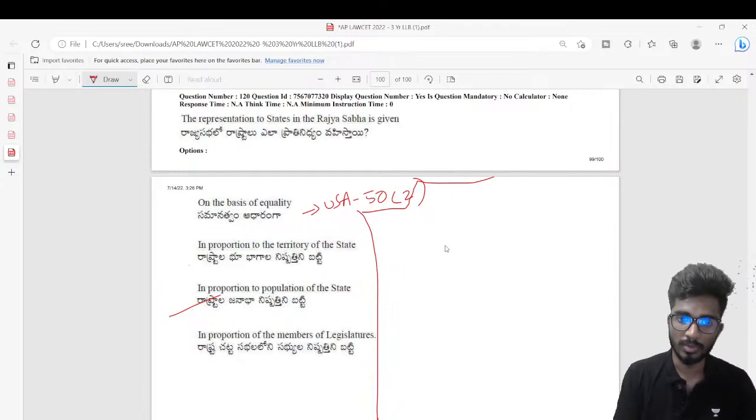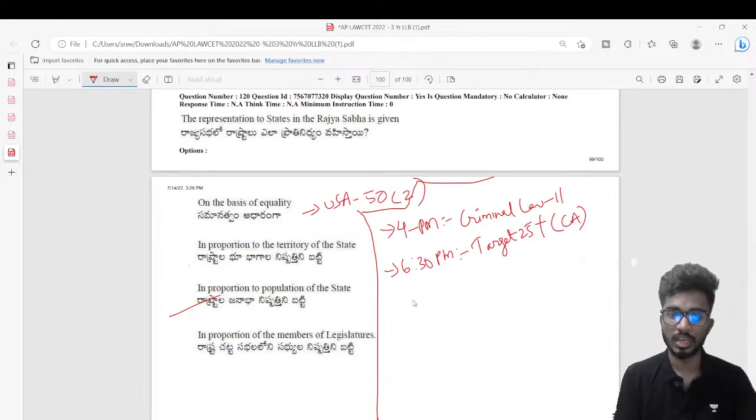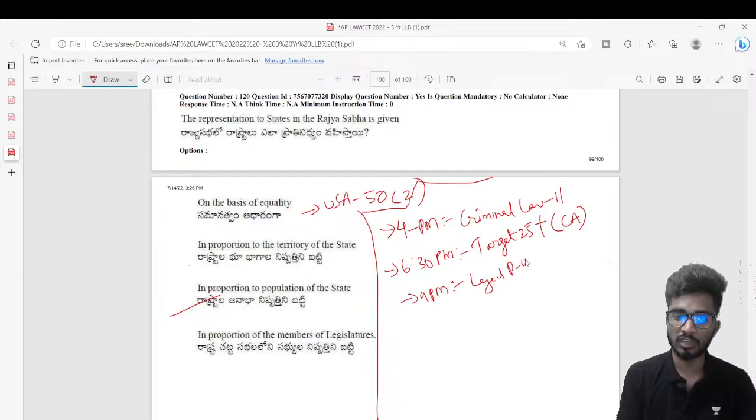So tomorrow we will be having 3 sessions. At 4 o'clock we will be having criminal law part 2, which did not actually happen today due to a scheduling issue, due to a login issue. And then at 6:30 PM we will be having our Target 25 plus, which is a current affairs revision series for TS and AP Lawcet. And at 9 PM we will be having legal aptitude PYQ analysis part 4 of TS Lawcet.